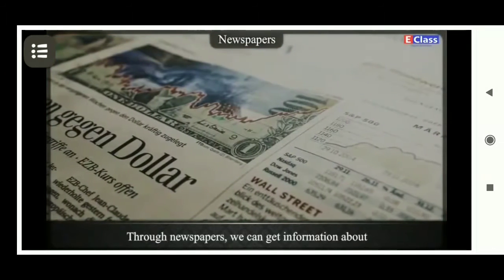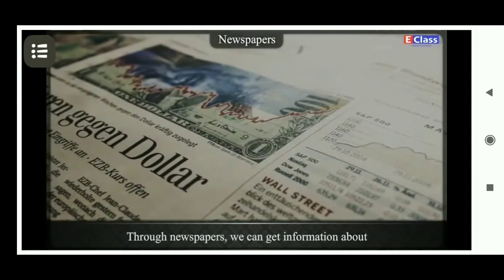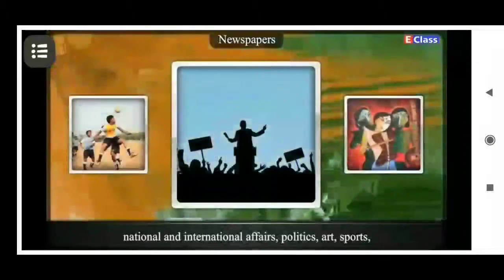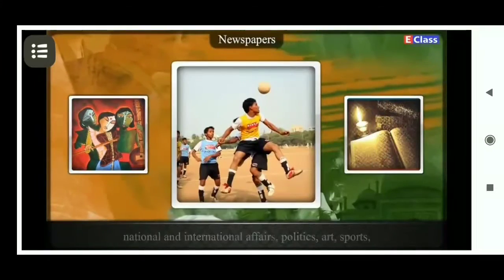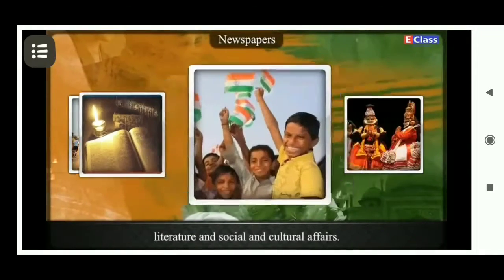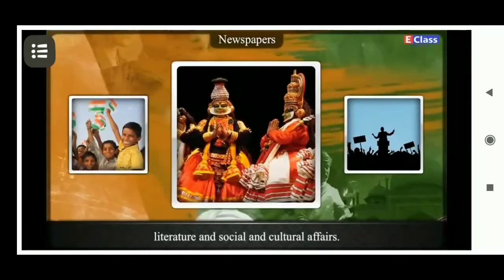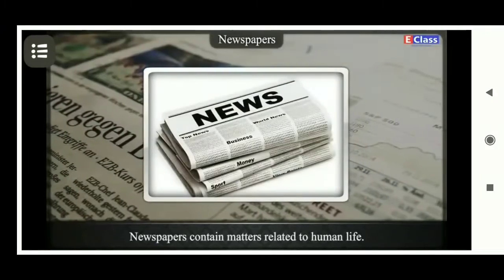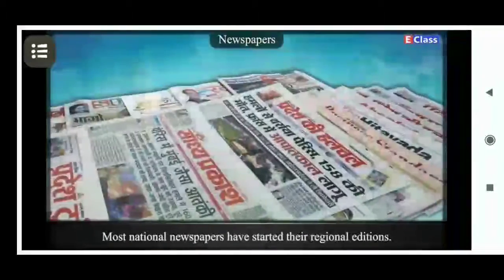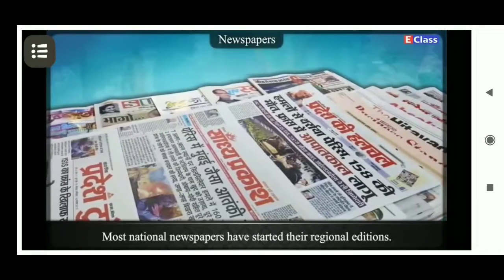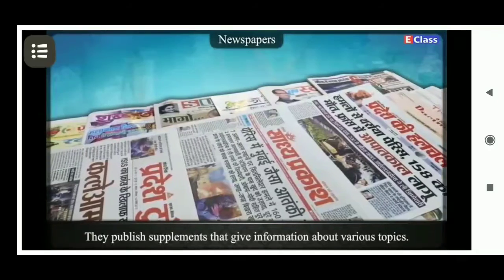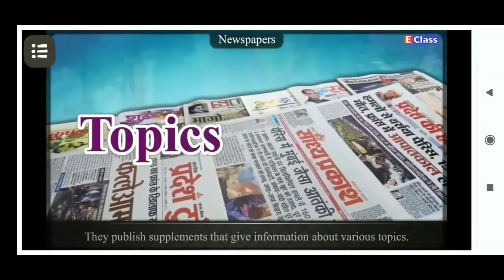Newspapers. Through newspapers, we can get information about national and international affairs, politics, arts, sports, literature, and social and cultural affairs. Newspapers contain matters related to human life. Most national newspapers have started their regional editions. They publish supplements that give information about various topics.